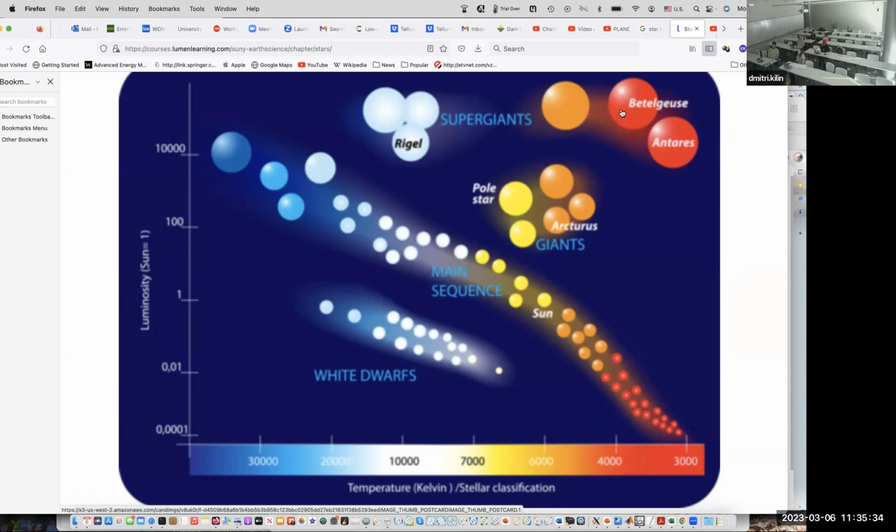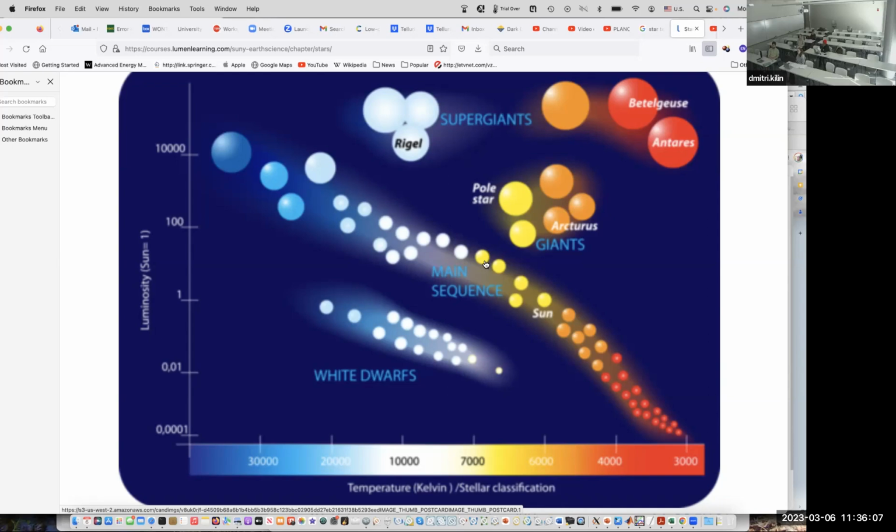Like Rigel, somewhere in our favorite Orion. Here is the Sun in the middle, and the x-axis is temperature, y-axis is intensity. So the lower the temperature, the lower the intensity. So it's opposite to this hypothesis.